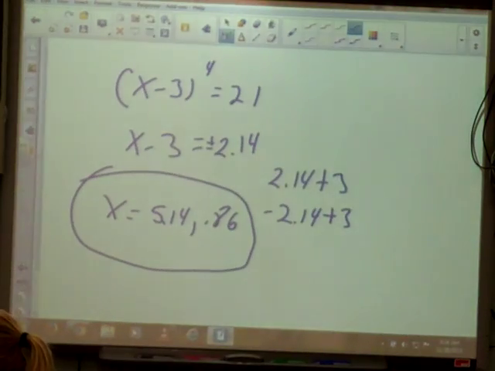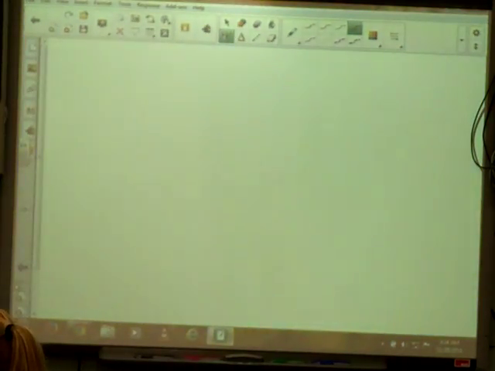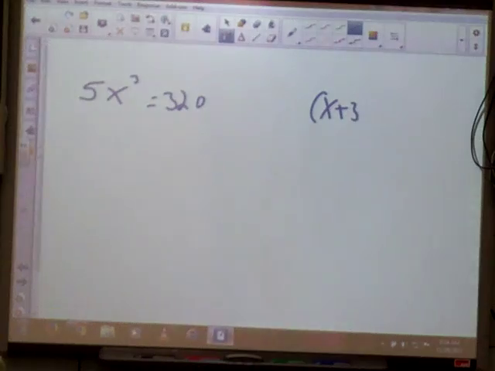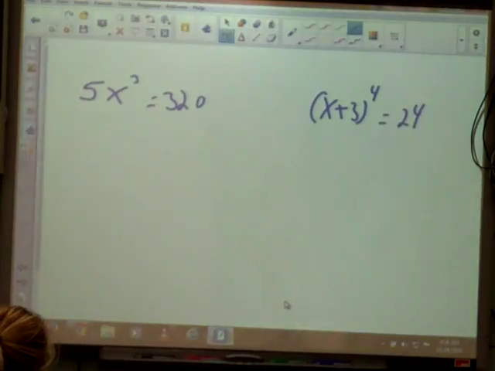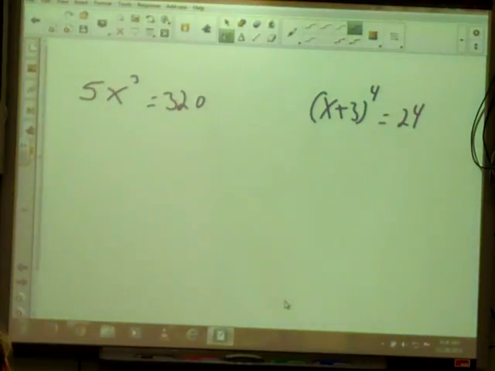I was just teasing. Alright, I'm going to give you 2 of these to try, like the ones we just did. First one is 5x cubed equals 320. There's number 1. Number 2 is x plus 3 to the 4th is equal to 24. So these are the 2 like we just did since we switched to solving. Try those. 5x to the 3rd. Yes, it looks exactly like it. Are we doing both? Yes, do both of those.